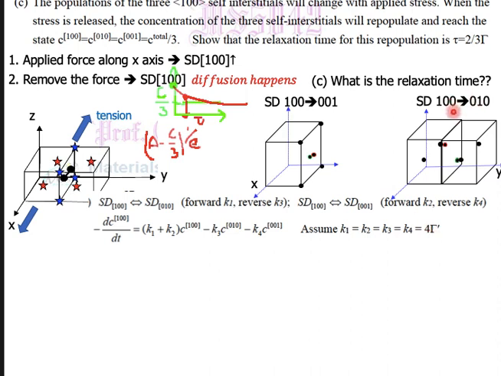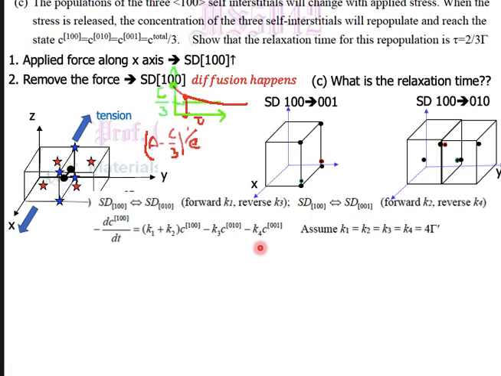The reverse one, if you try to draw it, is also 4 gamma prime. It means the 010 jumping back to 100 is also 4 gamma prime. And related to 100 jumping to 001, 001 is along the z-axis, so it for sure will jump upward. So with this one, direction 1, 2, or the red one can jump upward and jump downward. So that is also 4 gamma prime. The reverse one is also 4 gamma prime. So we got K1, K2, K3, K4 all equal to 4 gamma prime.